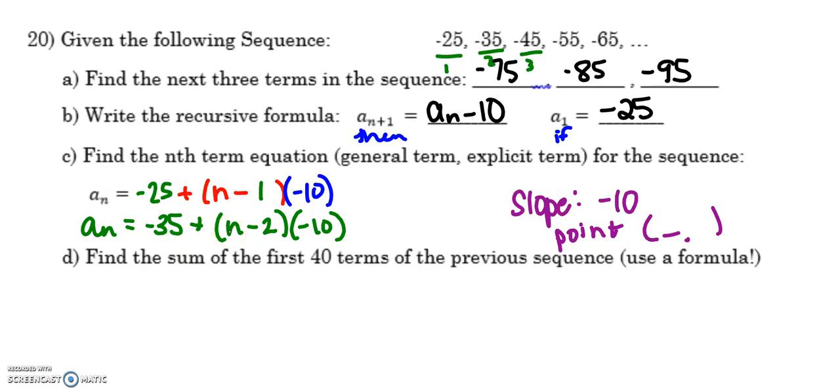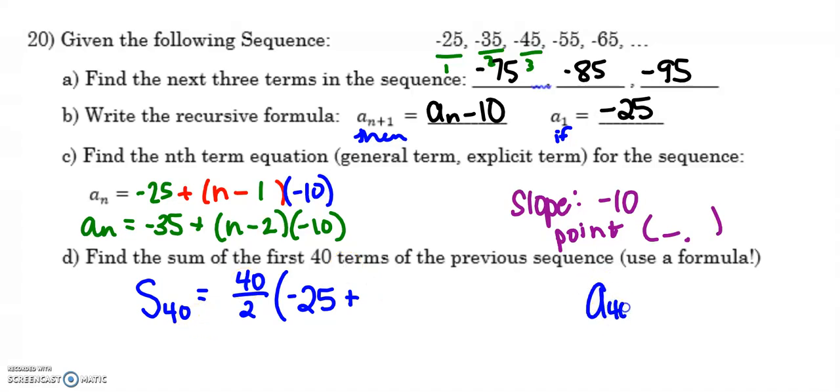All right, find the sum of the first 40 terms of the previous sequence using a formula. Well, what I have is the sum of the first 40 terms is going to be equal to n over 2, so 40 over 2, times a sub 1, which is negative 25, plus, and the last thing I need then is a sub n. Well, my n is 40, so I need to find a sub 40. So that'll be negative 25 plus 39, because 40 minus 1, times negative 10.